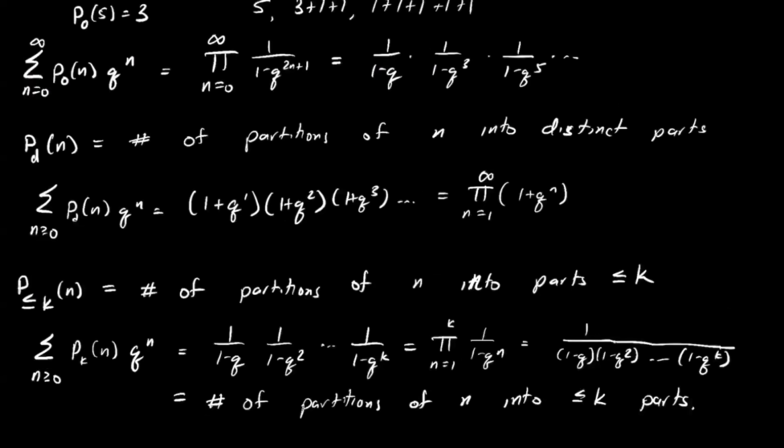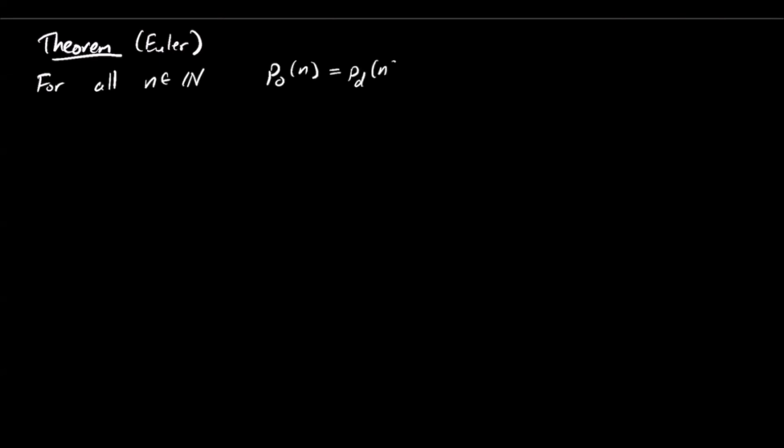So there's a rather famous theorem of Euler's that we'll prove now. So this is a famous theorem of Euler. The theorem says that for all natural numbers n, po of n is equal to pd of n. Okay, so the proof is pretty elegant, actually.